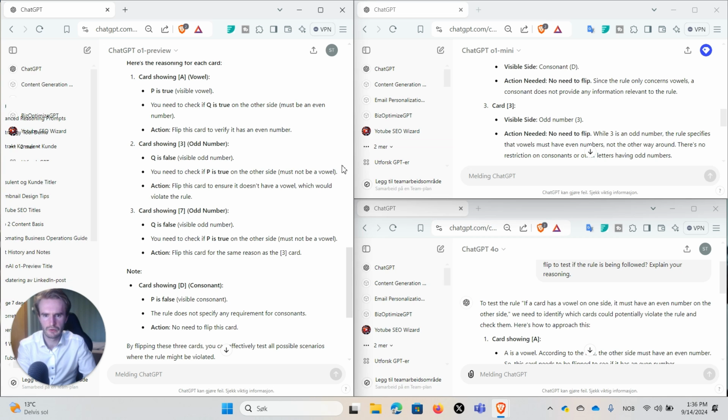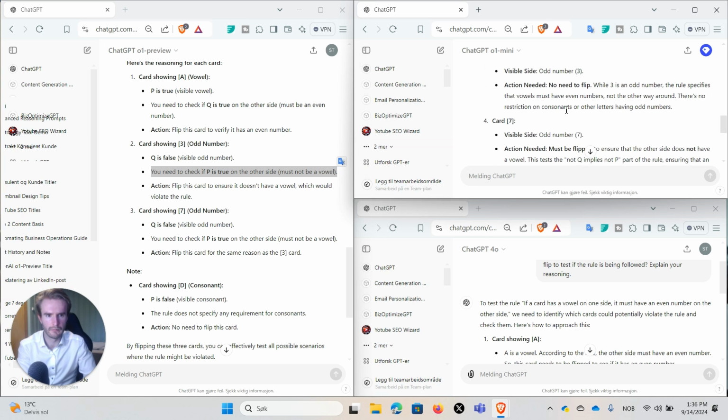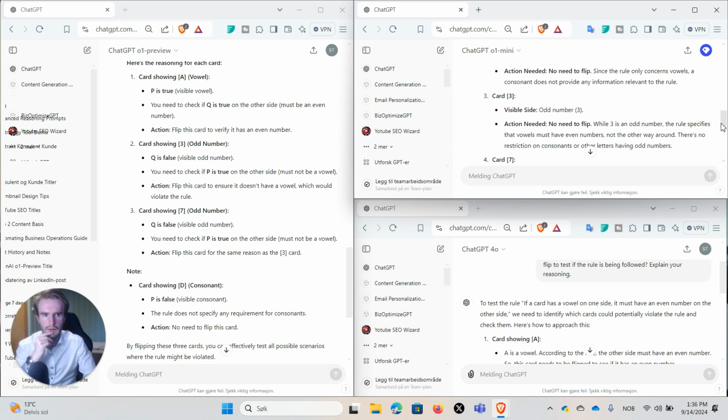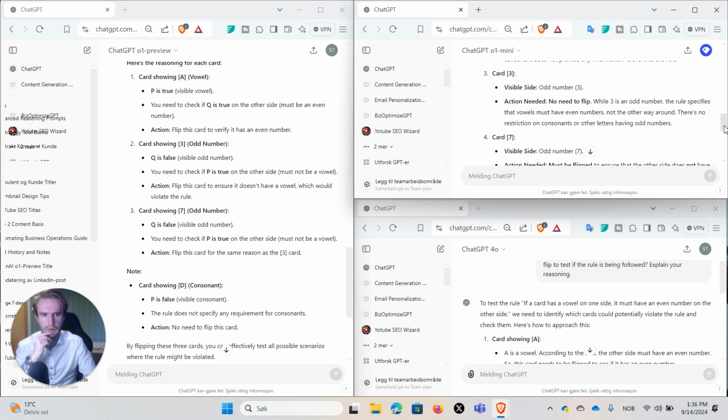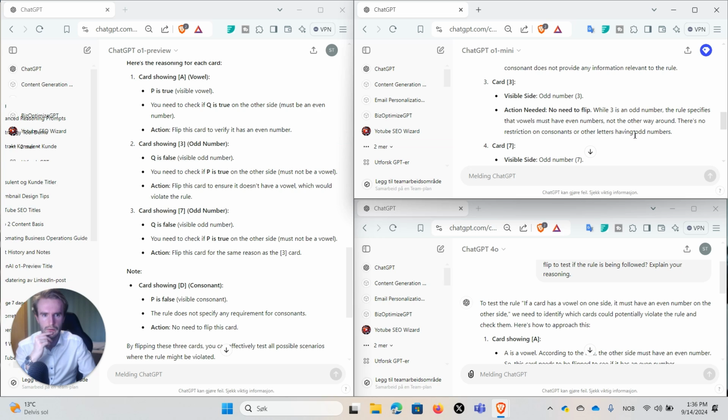You need to check if... so here it says, while 3 is an odd number, the rule specifies the vowel must have even numbers, not the other way around. There's no restriction on consonants or other letters having odd numbers. While here it says Q is false, you need to check if P is true on the other side. It must not be a vowel. The rule specifies that.